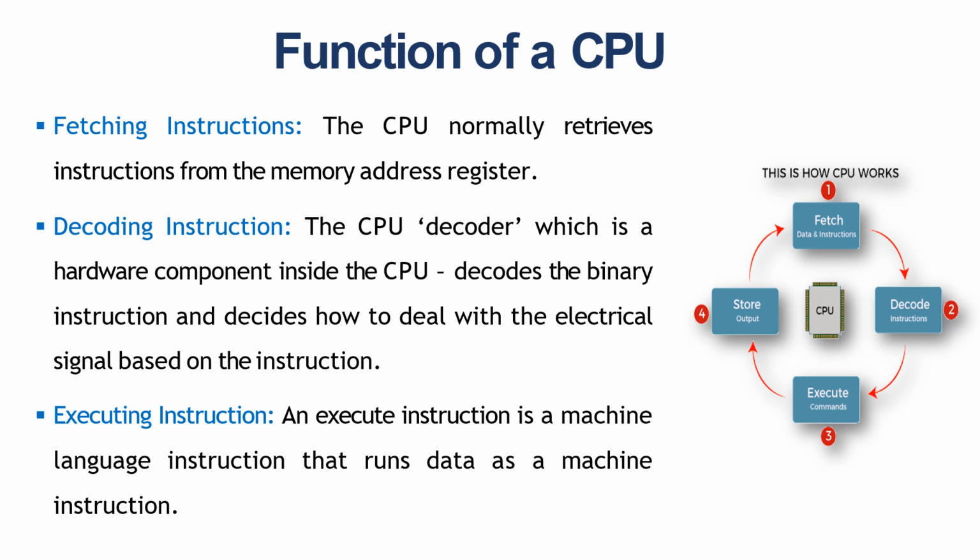Functions of a CPU. Fetching instructions. The CPU normally retrieves instructions from the memory address register. Decoding instruction. The CPU decoder, which is a hardware component inside the CPU, decodes the binary instructions and decides how to deal with the electronic signal based on the instruction. Executing instruction. An execute instruction is a machine language instruction that runs data as machine instruction.